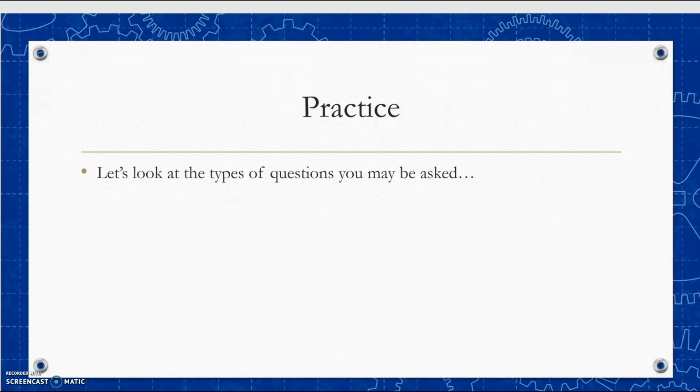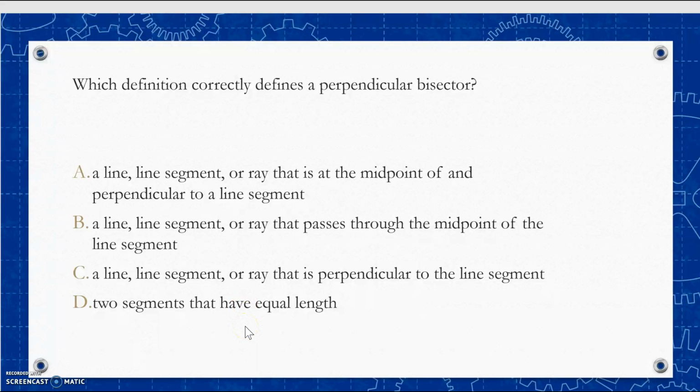So, what are the questions on your quiz going to look like? Which definition correctly defines a perpendicular bisector? So, a perpendicular bisector bisects a line at the midpoint and is perpendicular to the line segment. So it has to be through the midpoint and also has to be perpendicular. So that would be A.